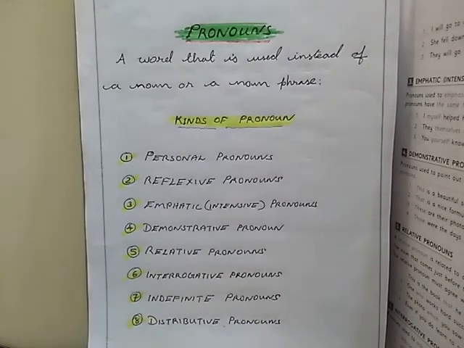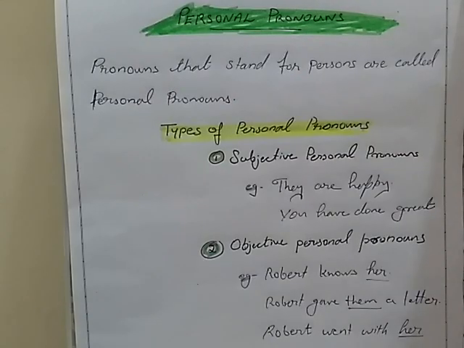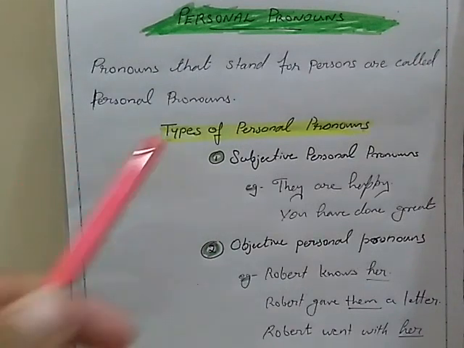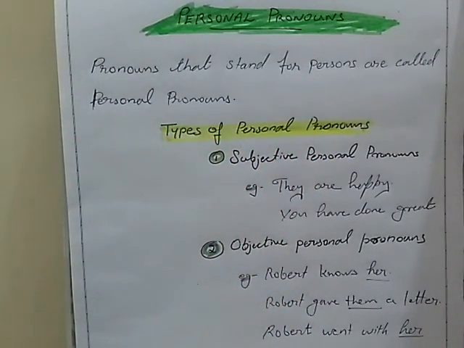Now let us see the kinds of pronoun one by one. The first one is personal pronouns. Pronouns that stand for persons are called personal pronouns. A personal pronoun is a short word that we usually use as a substitute for the proper name of a person. Each of the English personal pronouns shows us the grammatical person, gender, number and case of the noun it replaces.